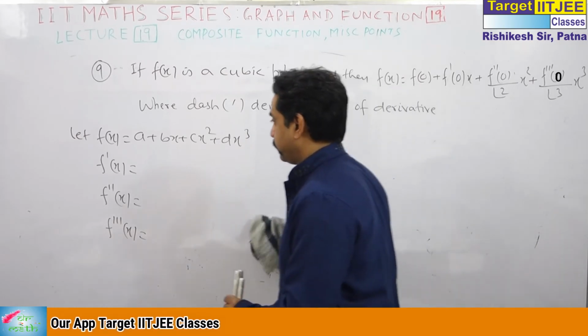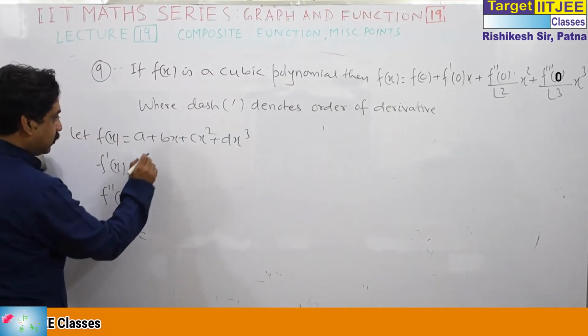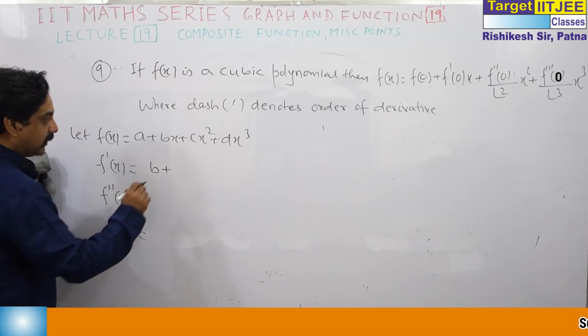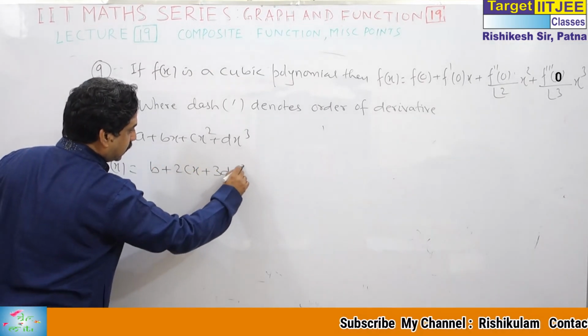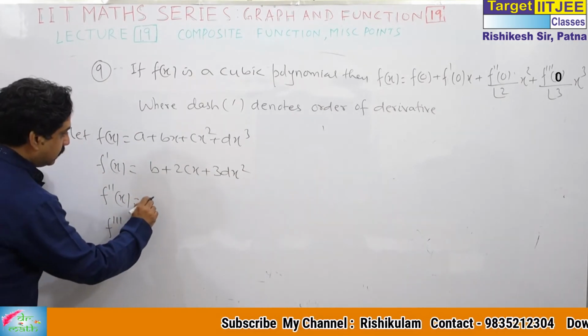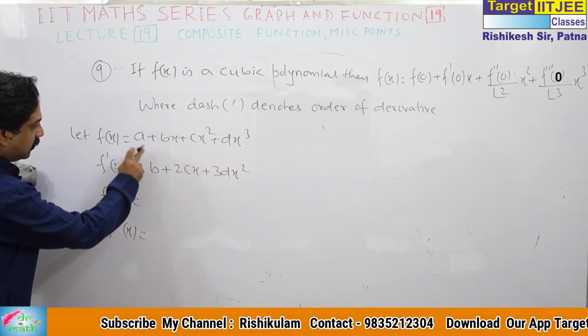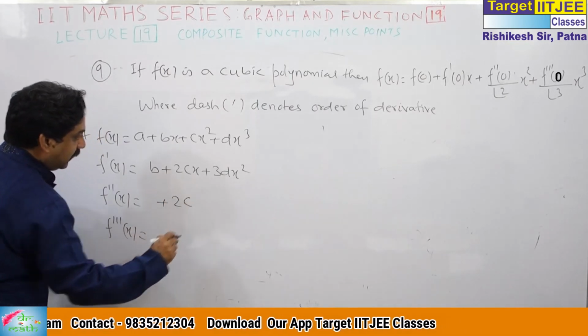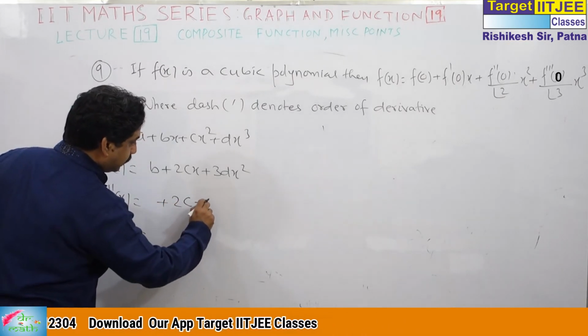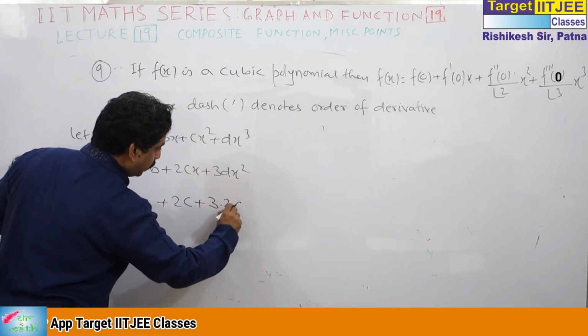This would be better. So this is actually your b plus 2cx plus 3dx square. F double dash: this is 0, because differentiation of a is 0. Plus 2 into c plus 3 into 2 into dx.